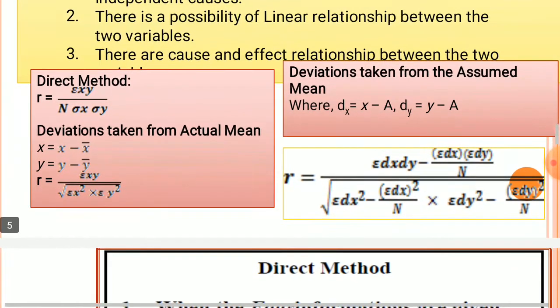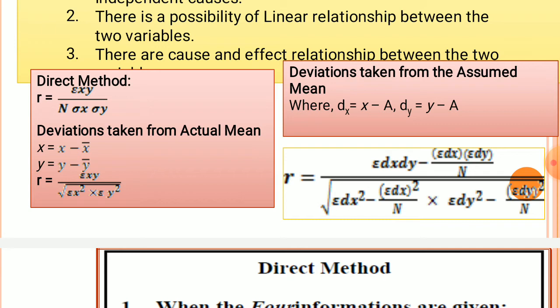Now, under Karl Pearson's coefficient of correlation, the correlation can be calculated under three methods. One is the direct method, the second is deviations taken from actual mean, and the third is deviations taken from assumed mean. So these are the three methods by which we are going to calculate the correlation under Karl Pearson's coefficient of correlation.